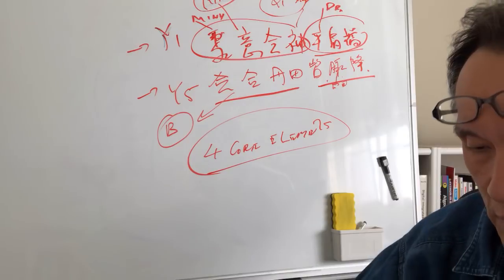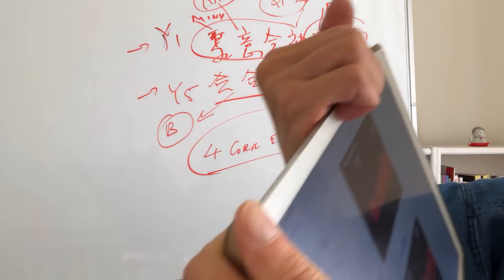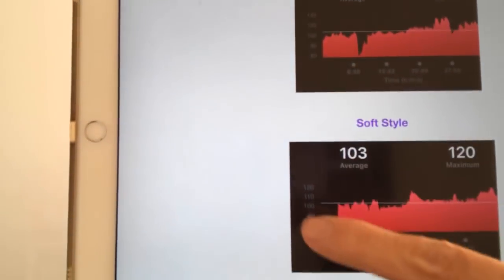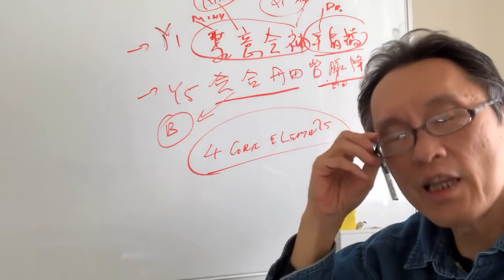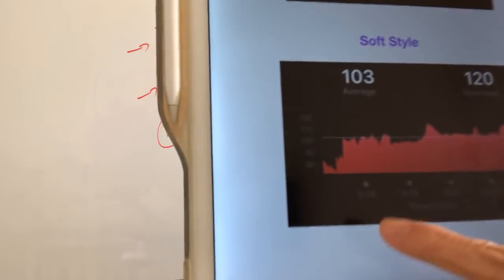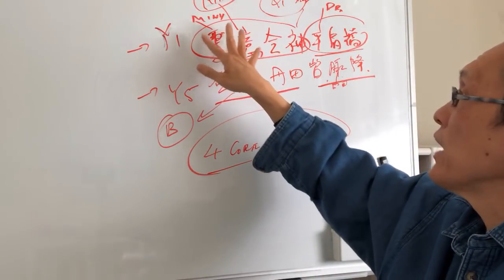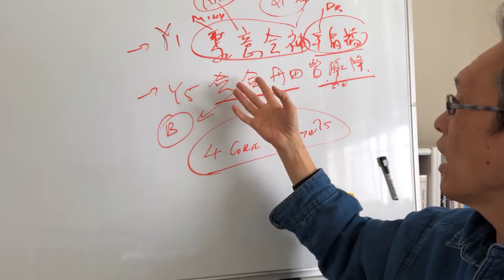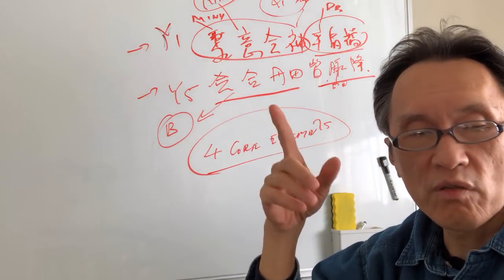While the hard style always starts like a block, it doesn't have that handling, okay? So if anybody is doing Zhan Zhuang, standing meditation, you can expect this type of thing, because that is actually handling the body, handling the mind, handling the breathing and the energy or oxygen or the autonomic nervous systems.